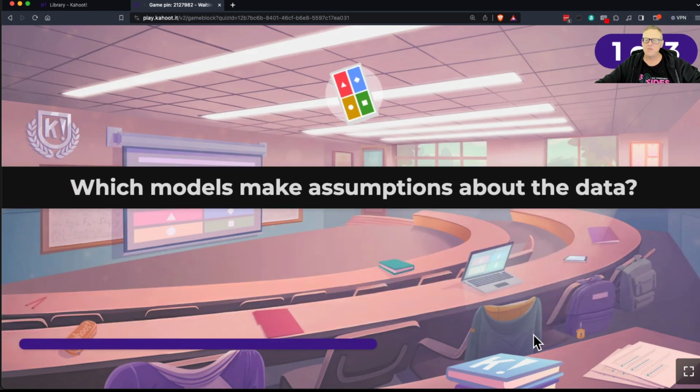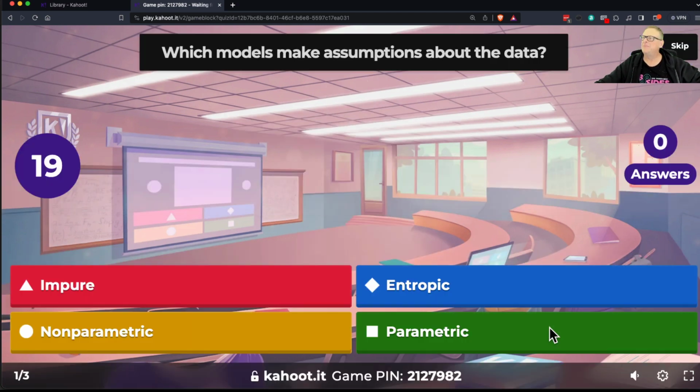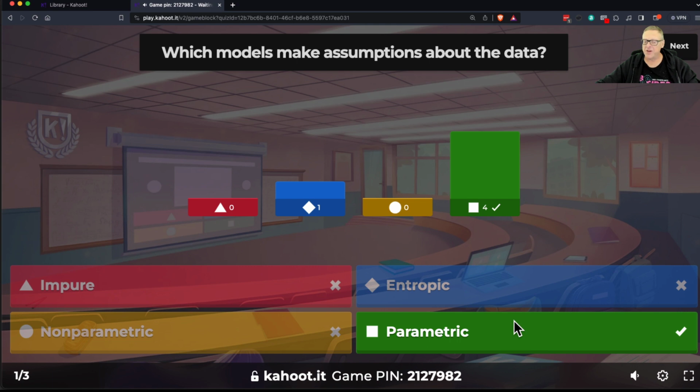All right, so which models make assumptions about the data? Those are the parametrics. So if you choose, for example, a line that only has 2 parameters, it will do a lousy job if the data doesn't really follow the line.